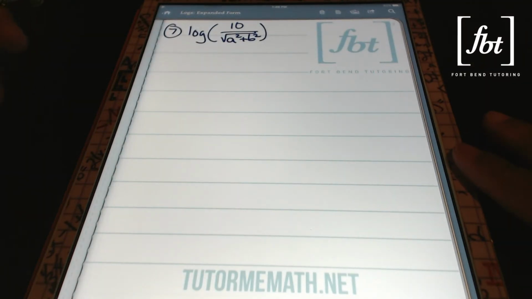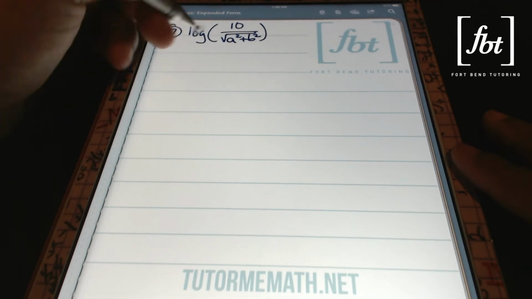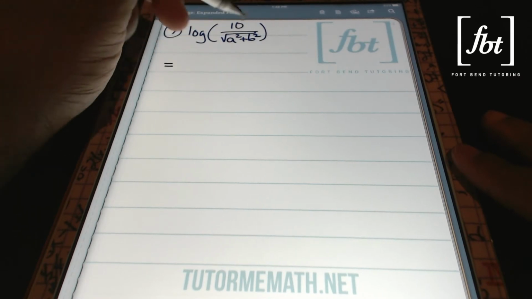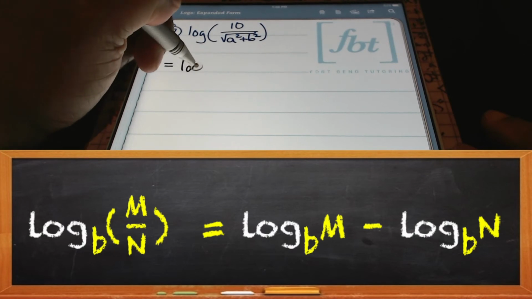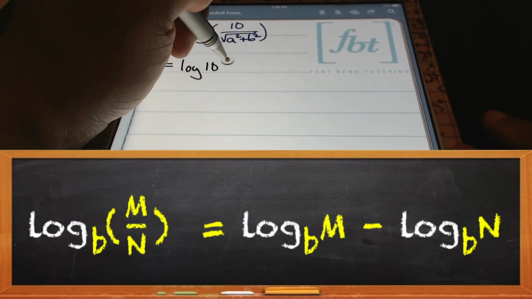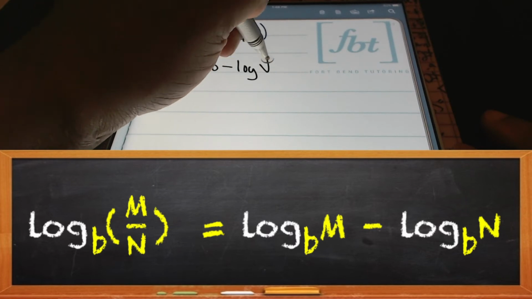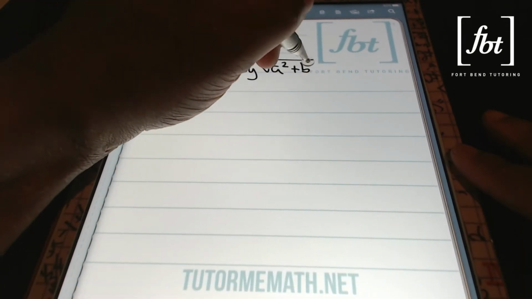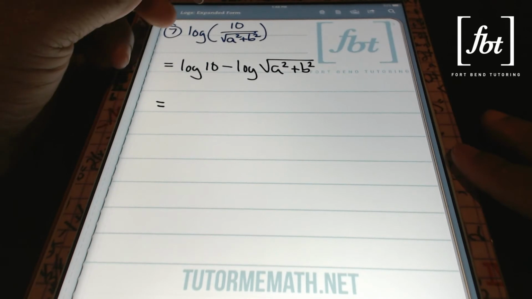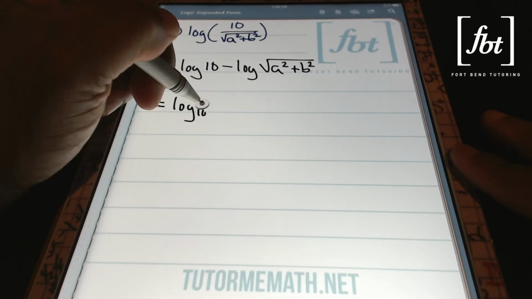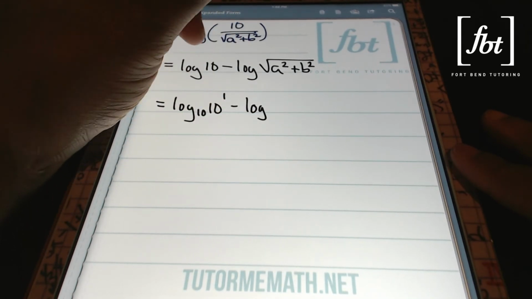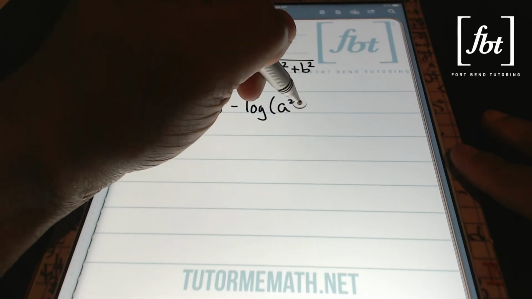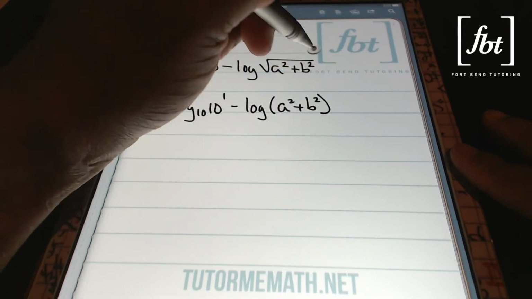We have the common log of 10 divided by the square root of a squared plus b squared. That looks fun. Yeah, let's go ahead and start out by realizing that overall inside the parentheses we have a rational expression. Therefore, we'll go ahead and start with the quotient rule. So we'll have the common log of 10 minus the common log of the square root of a squared plus b squared. Then, realizing that we have basically log base 10 of 10 to the 1st power, I can also rewrite our second term by using parentheses here and writing this term in exponential notation.